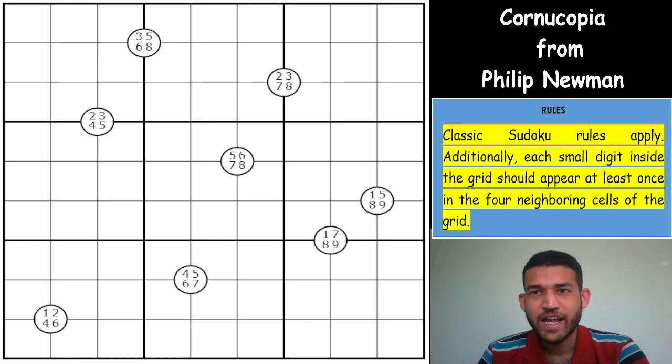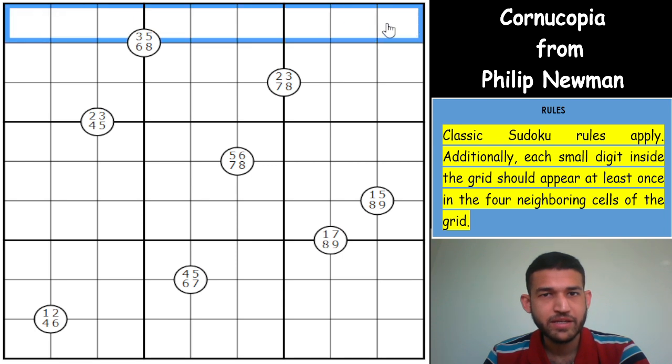I'm Kishore and I'm here to solve a quadruple Sudoku titled Cornucopia. This was created by Philip Newman, a wonderful author, and the Sudoku has been taken from the CTC Discord server. The link to solve this is given in the description. Please do give it a try and come back and watch the video.